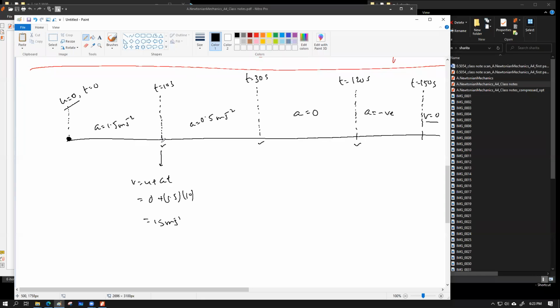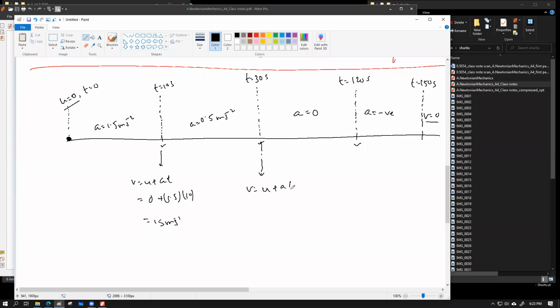Now we have to apply the equation one more time differently. I mean, we cannot apply the equation altogether for these two segments together. We have to calculate this at one attempt and this at a different attempt, because they have different accelerations. So if I try to find out the final velocity over here, it can also be calculated as v equals u plus at.